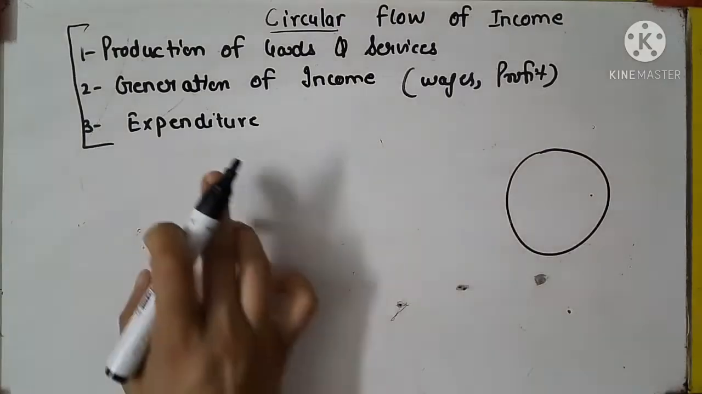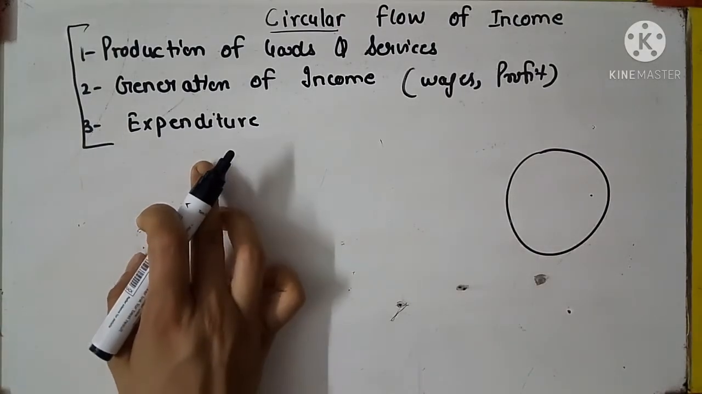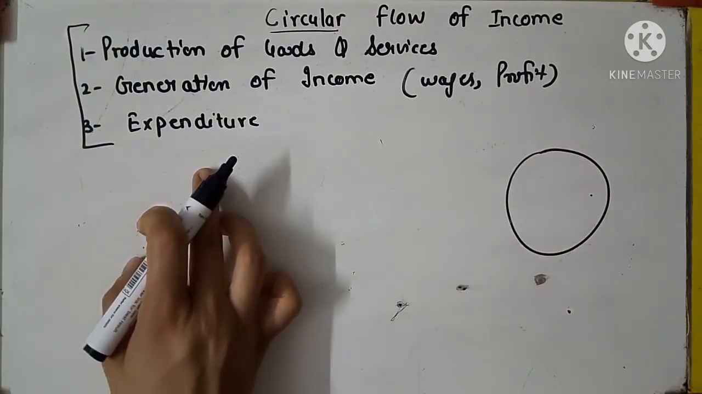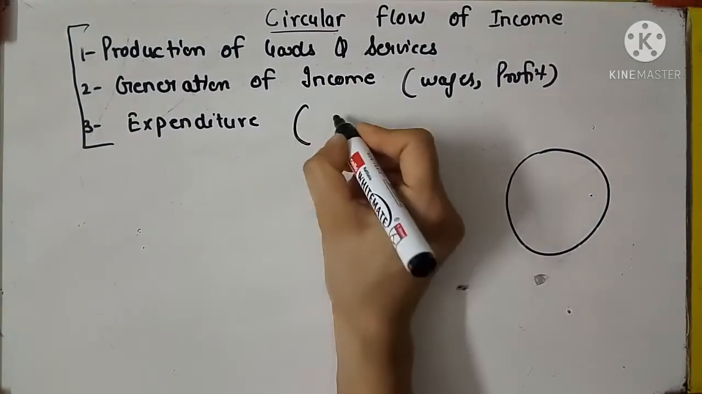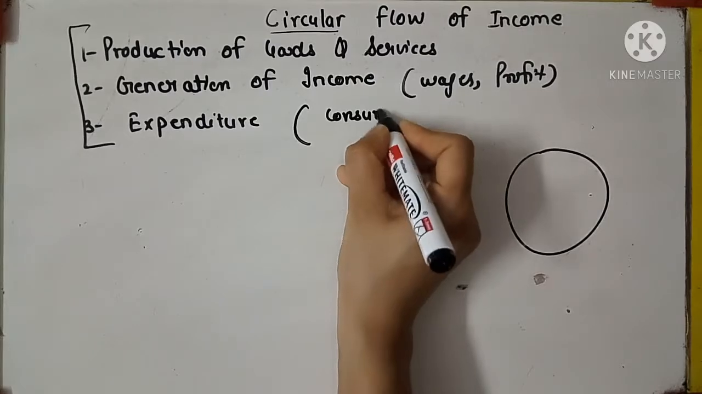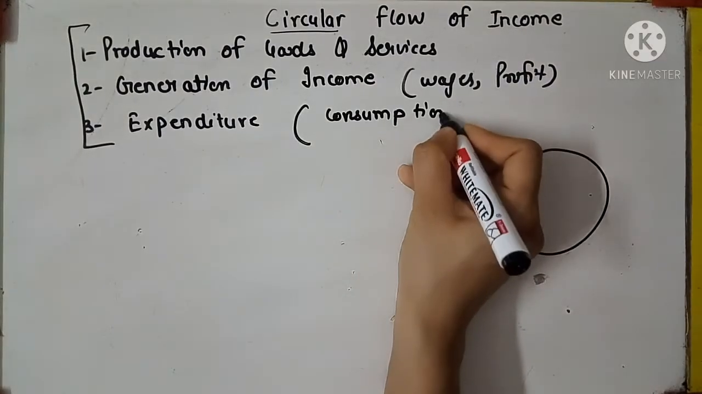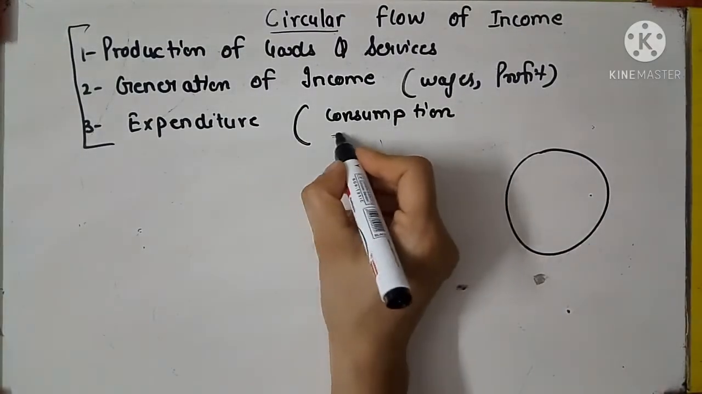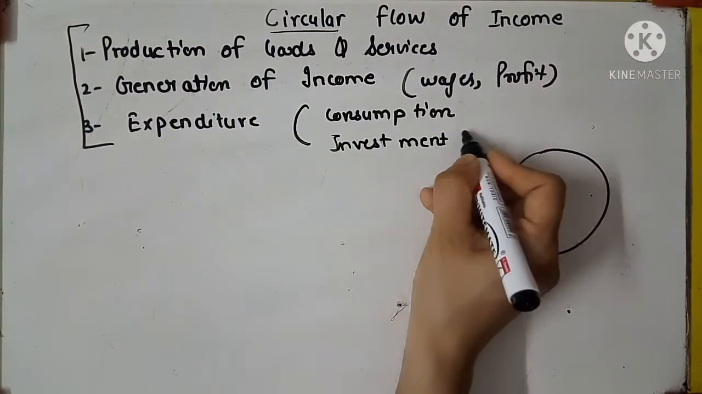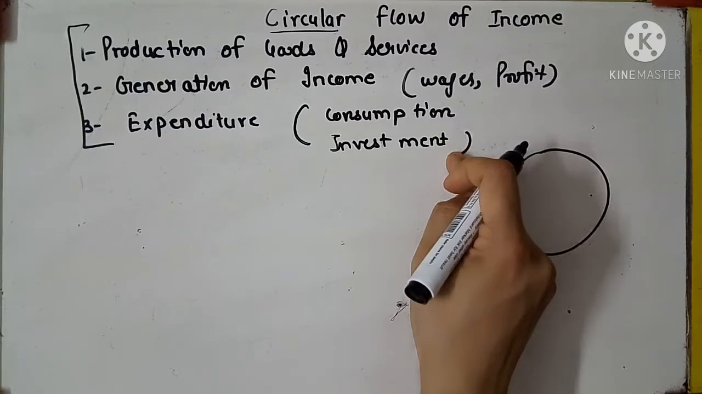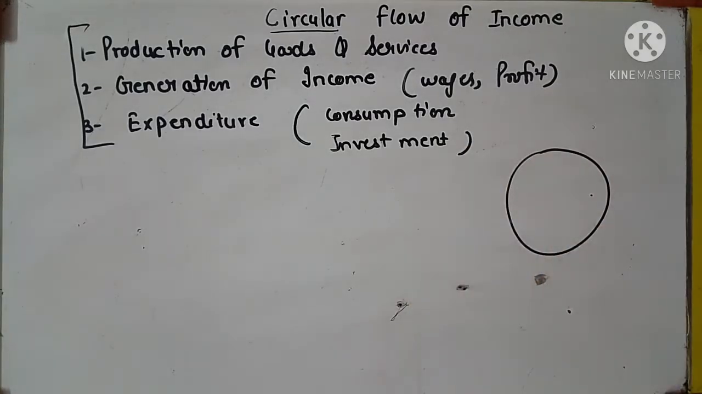The third activity is expenditure. In our economy, we do investment or expenditure in two forms. One is consumption expenditure, and the second is investment expenditure. We will discuss both these concepts in our later videos.